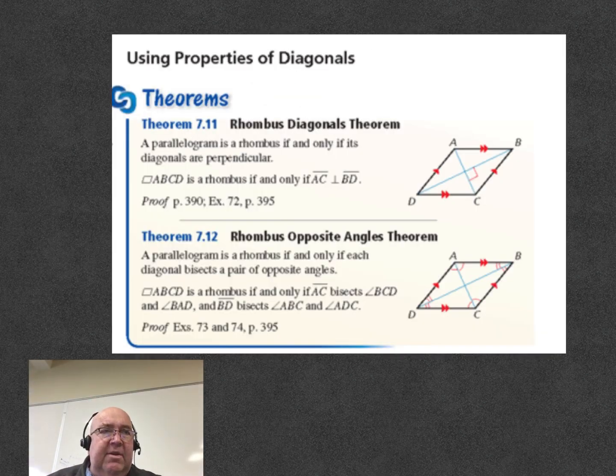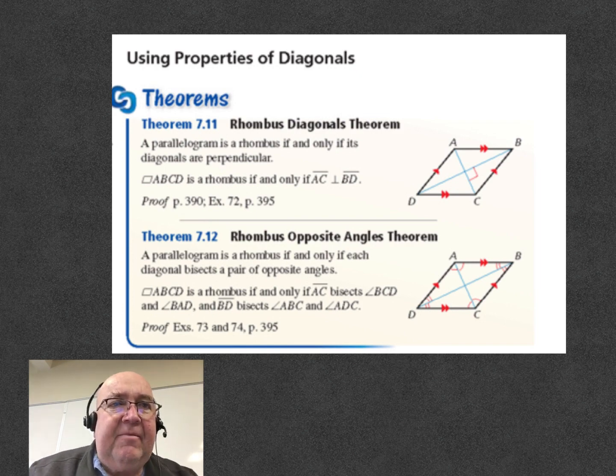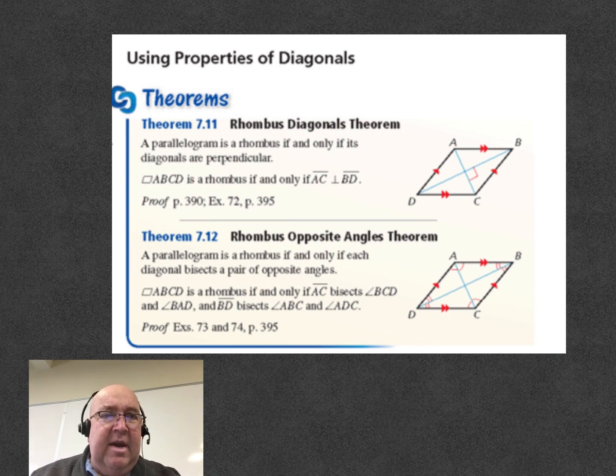So here's two theorems dealing with a rhombus. The rhombus diagonal theorem. So diagonals go from opposite angles to opposite angles. Where they intersect in a rhombus, it is going to be a perpendicular line, meaning that it's going to form right angles. And then the rhombus opposite angles theorem is saying that the diagonals of a rhombus will bisect the angles into two equal angles.